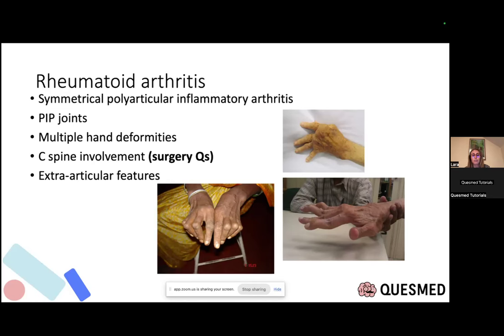So if you're able just to drop into the chat, what are you seeing at the bottom right with those fingers? What is that deformity called? Or one of them? You can give me a few. Get some swan necking. Yeah, exactly. Swan necking. Anything else? Ulnar deviation. Yes, ulnar deviation of the MCPs. Anything else as well?